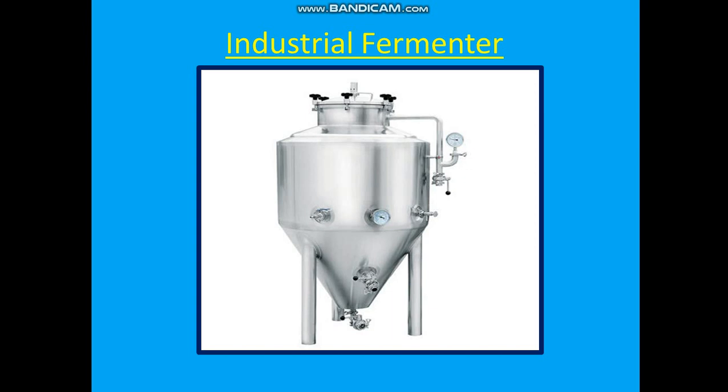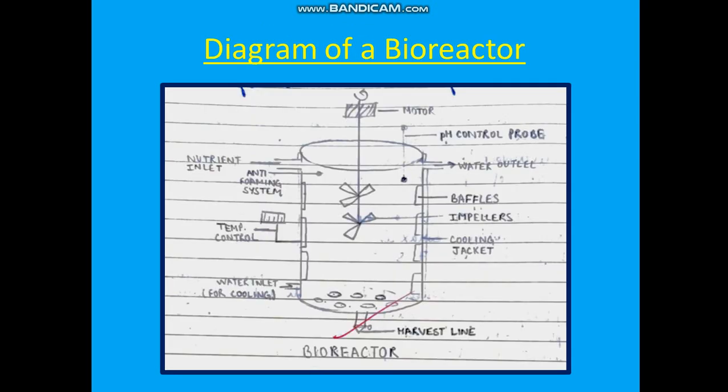The size of this kind of industrial fermenter may differ. It may range from 20 liters to 250 million liters. Just imagine, 20 liters to 250 million liters, depending on the industry in which it is being used. It can be a closed vessel or an open vessel. Clear? Let's move on.